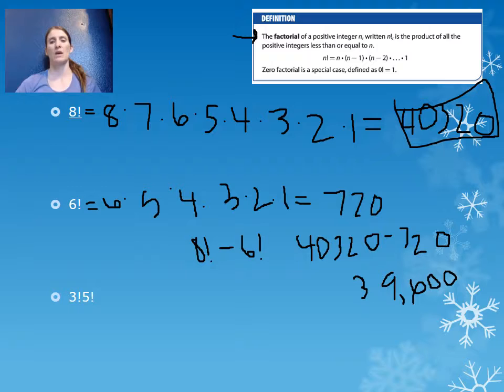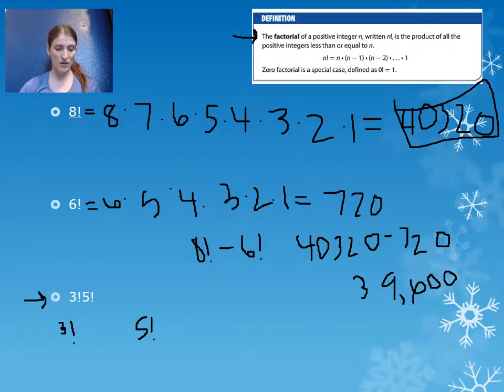Okay. Now, this one right here is telling us to find 3 factorial times 5 factorial. So if there's nothing in between there, you multiply them. So first I'm going to find 3 factorial. Then I'm going to find 5 factorial. And then I'm going to put them together by multiplication.